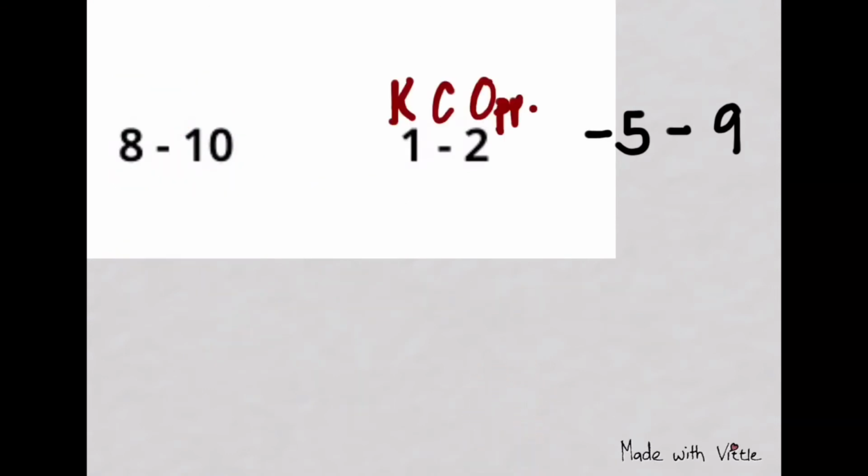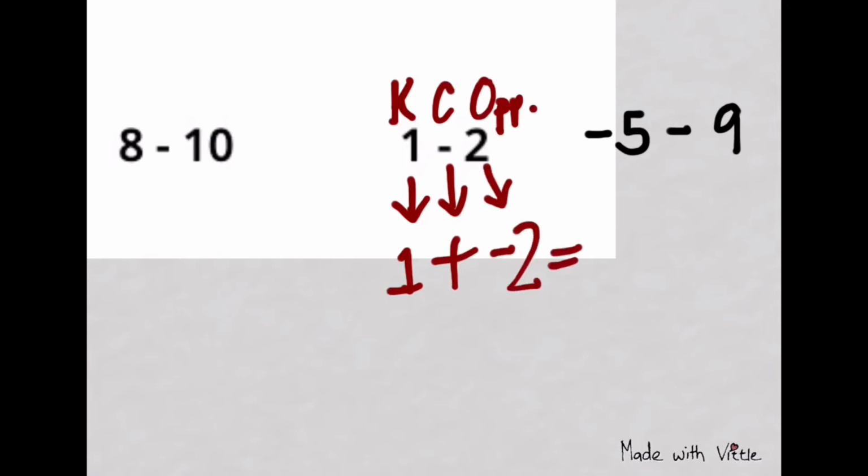Next is 1 minus 2. You keep the 1 the way it is. The subtraction will become addition. You take the opposite of that positive 2, which will become negative 2. They're different signs, so we're going to subtract. The difference between 2 and 1 is 1. And we take the sign of the one farther from 0, so our final answer is negative 1.